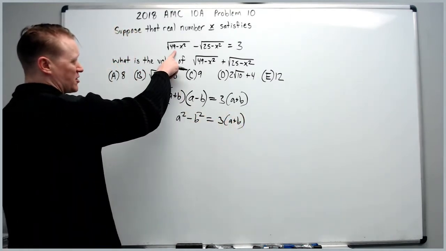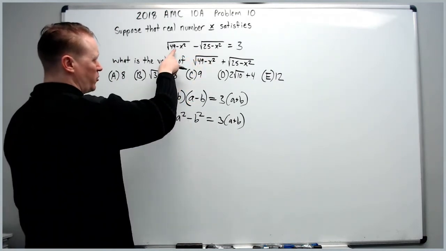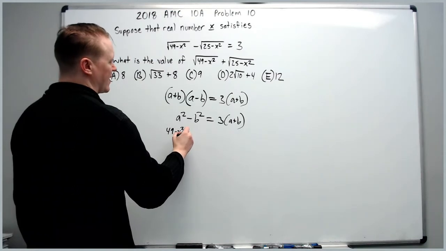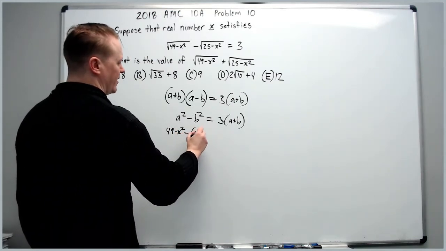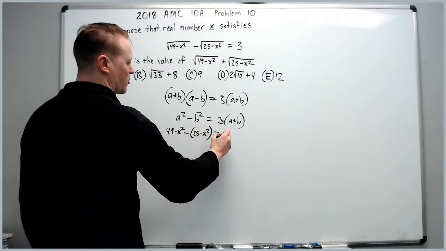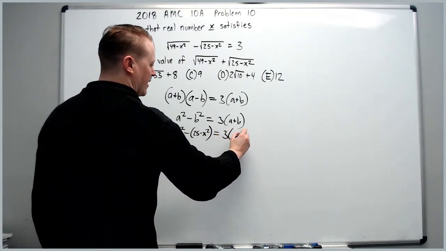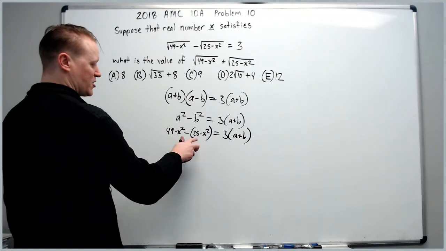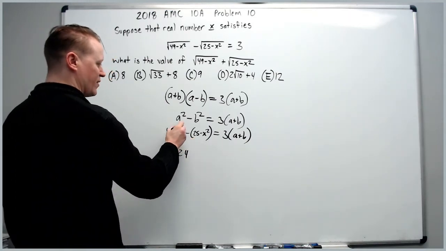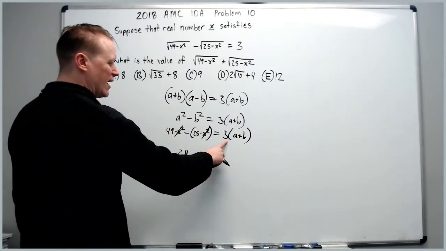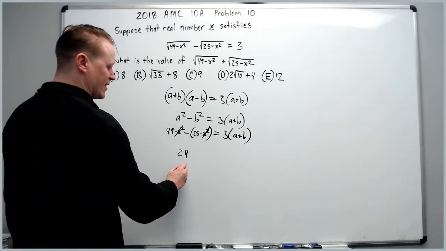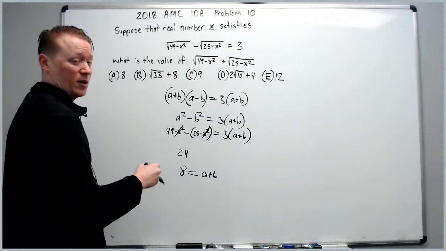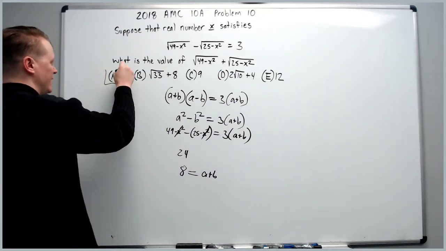Now, a being a square root and b being a square root, we can just square them and get what's inside. 49 minus x squared minus the quantity 25 minus x squared equals 3 times, I'm going to keep it as a plus b. So then the 49 minus 25 is 24. The x squareds will cancel. I can divide by 3 to get 8 equals a plus b, which is what we're looking for. And 8 is answer A.